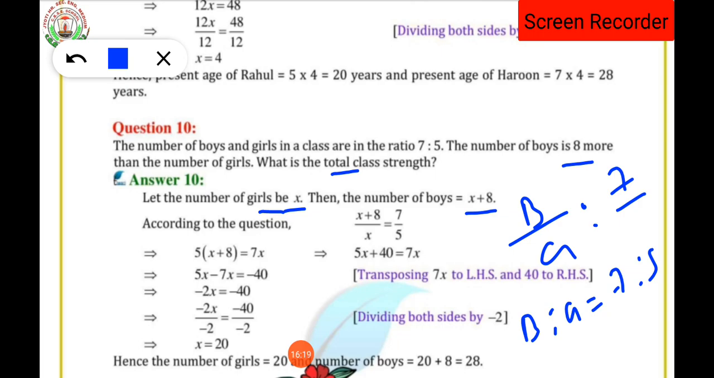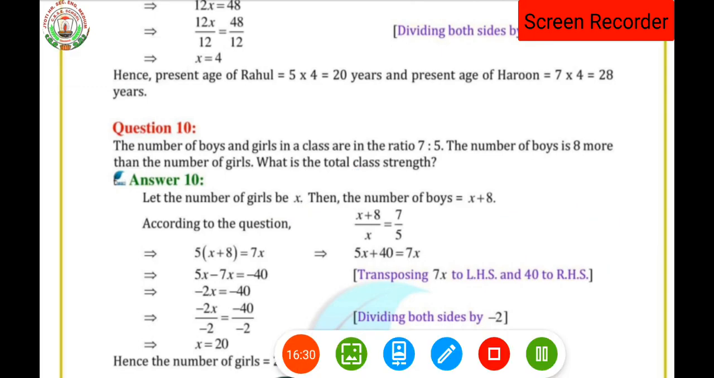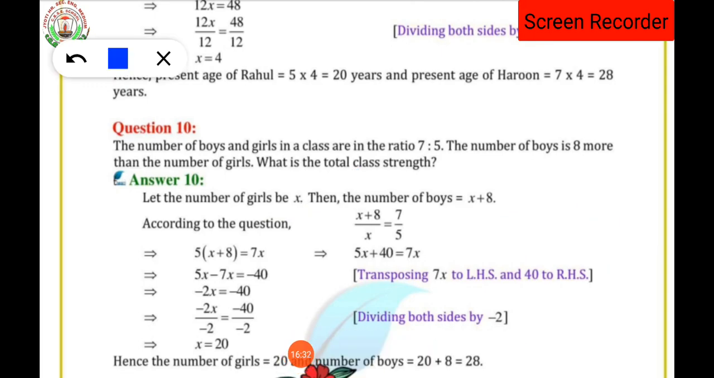The ratio is given. Boys' number is x plus 8, and girls' number is x. So according to the ratio, the equation will become like this, student. Boys is to girls is equal to the ratio 7:5. The number of boys, x plus 8, is to the number of girls, x, is equal to 7:5.